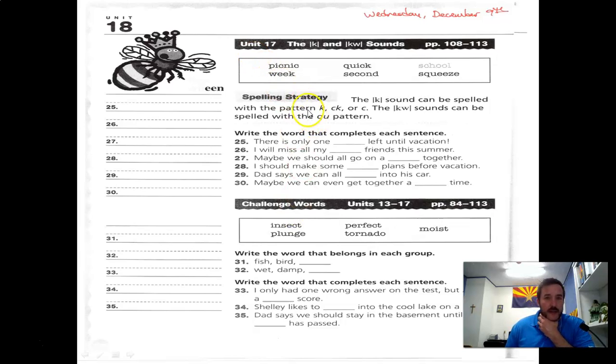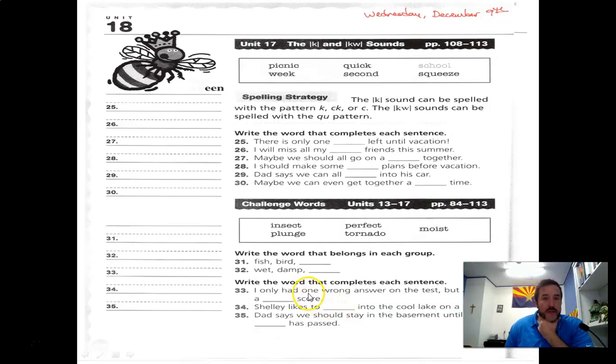Now again, these are some review units here to get ready for Thursday's test. You guys are used to this. It's just simply filling in the word here that makes sense using these Unit 17 words. And then here's the challenge words. Now this is difficult because it's the challenge words. It might take a little extra studying, but here again, write the word that belongs in each group. Fish, bird, right under the animal, right? And again, what we're used to, write the word here that makes sense in the sentence.